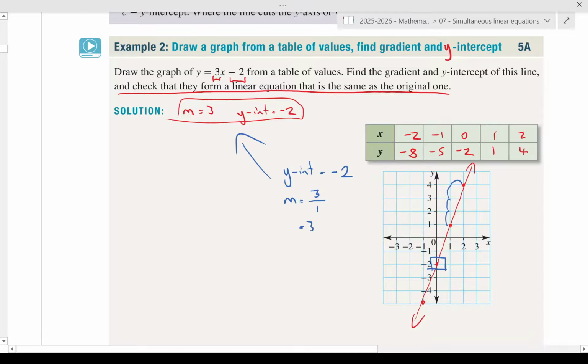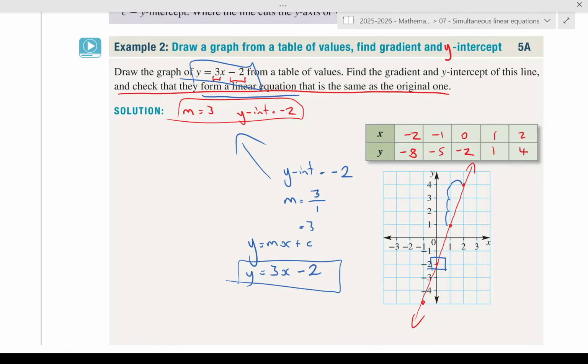We've got it. But now we need to form a linear equation from it. We've obviously already got the linear equation because that's how we drew the graph, but we're going to do it again. So we want it in the form of y equals mx plus c. So we replace our m with the gradient that we've got there, and we replace our c with our y-intercept, which in this case gives 3x minus 2. So the one that we've done from the graph is the same as what was in the question. So we are correct and everything has gone really well. Well done.